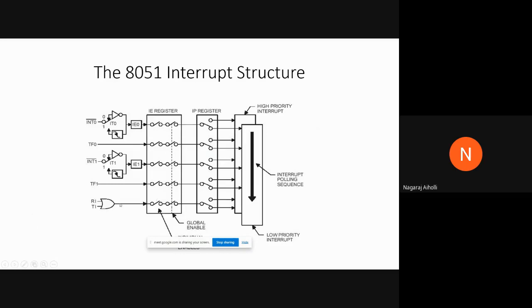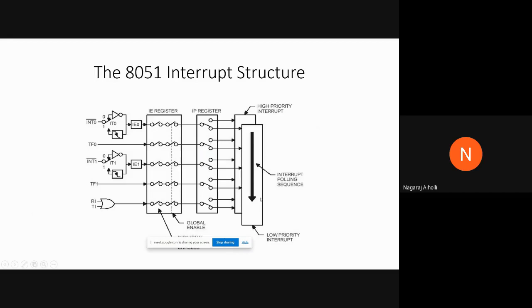Then the last one is the serial port interrupt, the RI receive interrupt or the TI transmit interrupt. Either one of them is enabled through this OR gate. Then it is enabled by the IE register. If you want the serial port interrupt to have higher priority than the other interrupts, then we have to make its related bit in the IP register, the interrupt priority register, equal to 1.